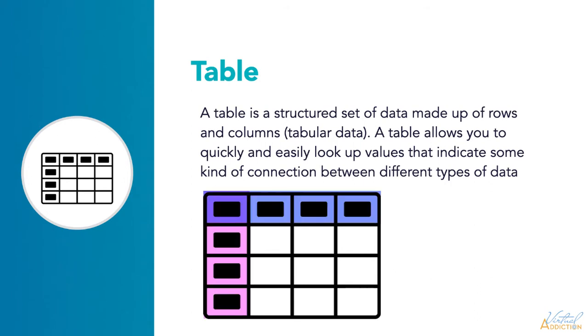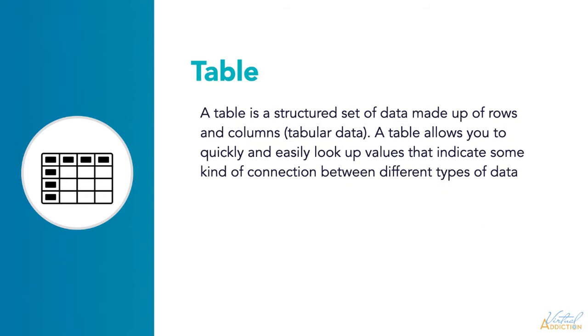A table allows you to quickly and easily look up values and indicate some kind of connection between different types of data. Tables may be used to organize schedules, product comparisons, statistics, and other types of information. In visual browsers, the arrangement of data in rows and columns can give readers an instant understanding of the relationship between the information within the data cells.